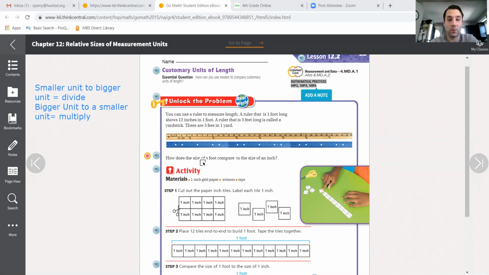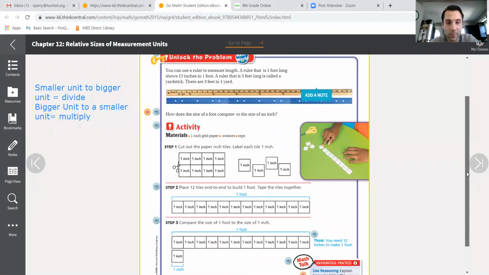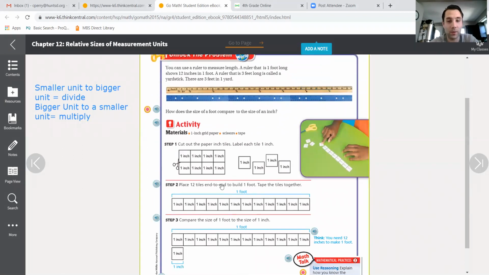All right. So with this activity, hopefully everybody has their, looks like a yardstick right there. Everybody has their yardstick ready. Okay. We need some materials. What do we need here? We need to cut some paper up. Sorry, we're not going to do that. We're just going to go over the activity and talk about it. Okay, so the question asks, how does the size of a foot compare to the size of an inch?